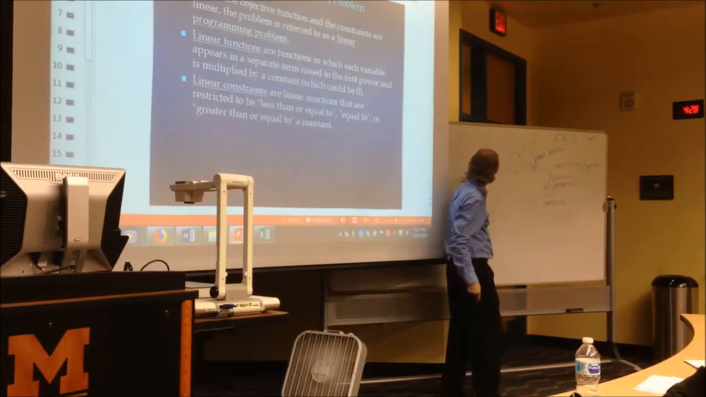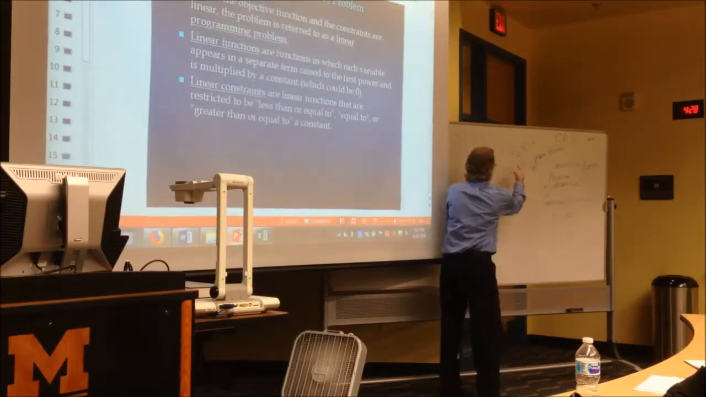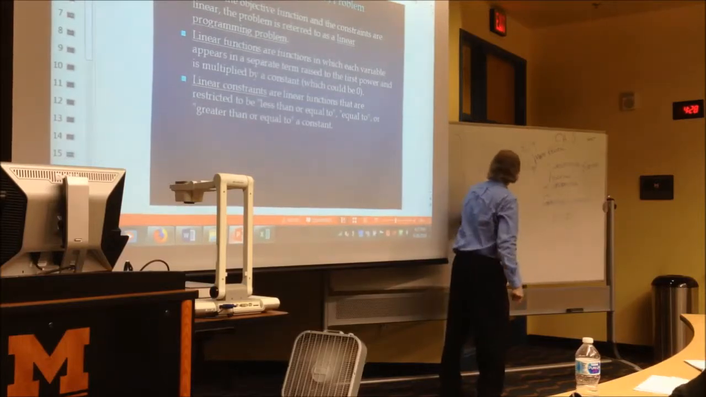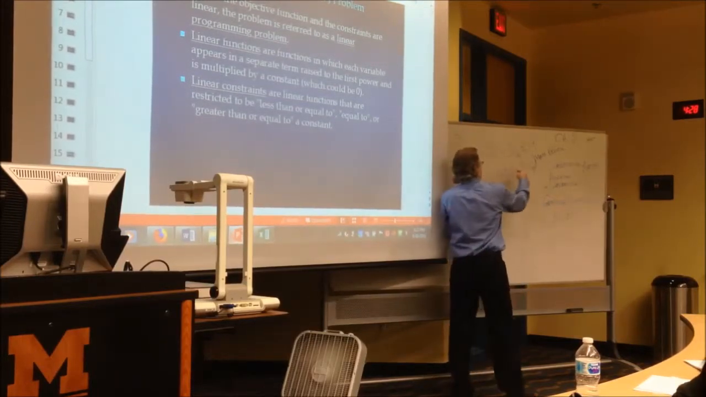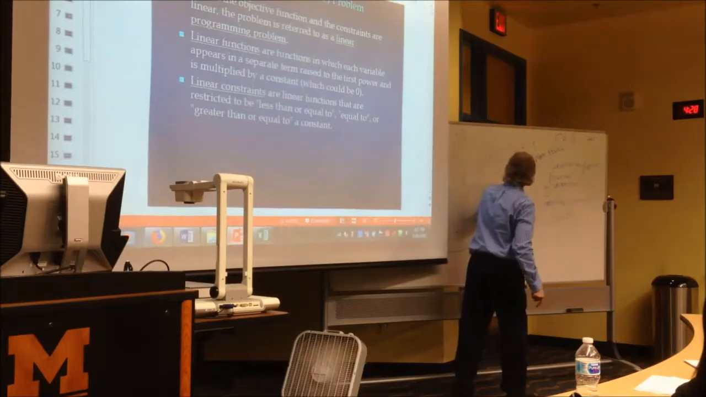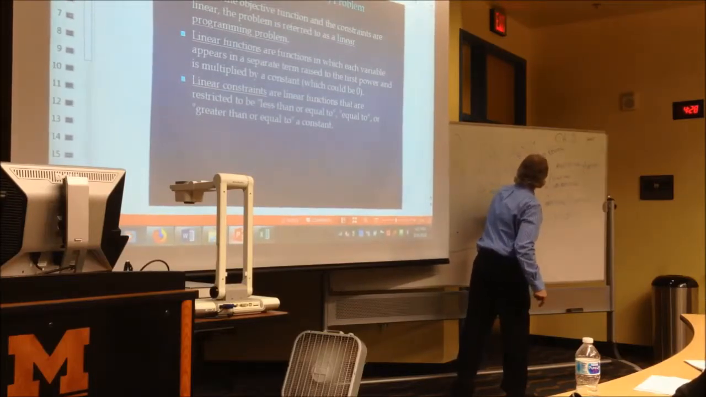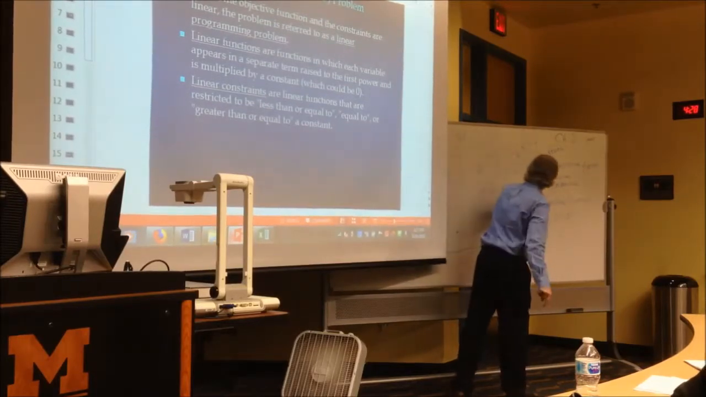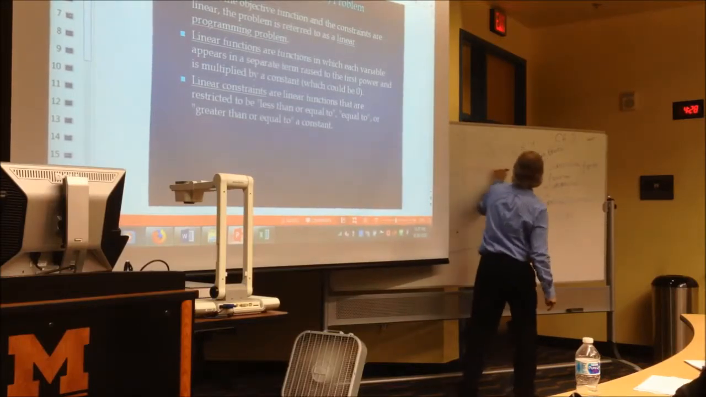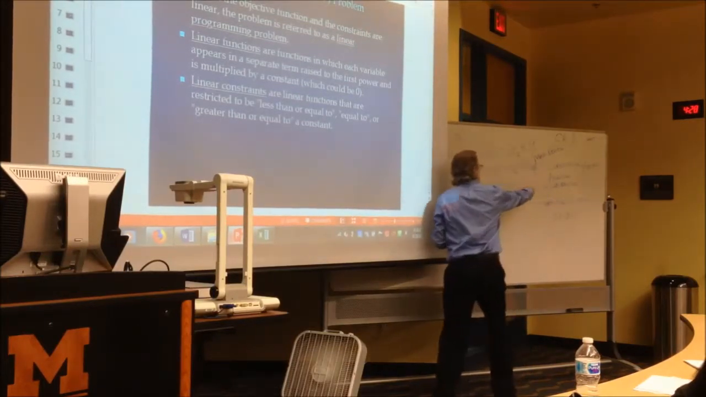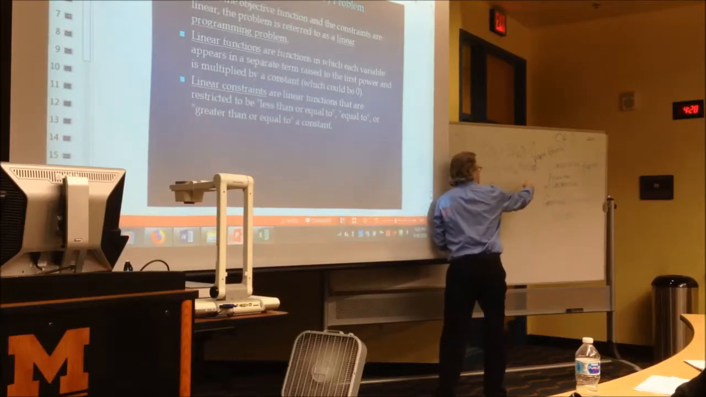So 2 times x1, I'm going to put right here what it turns into. 2 times x1 is 2x1. 2 times x2, positive 2x2, equals 2 times 8, 16. This equation is now gone. It turns into this equation, 2x1 plus 2x2 equals 16.